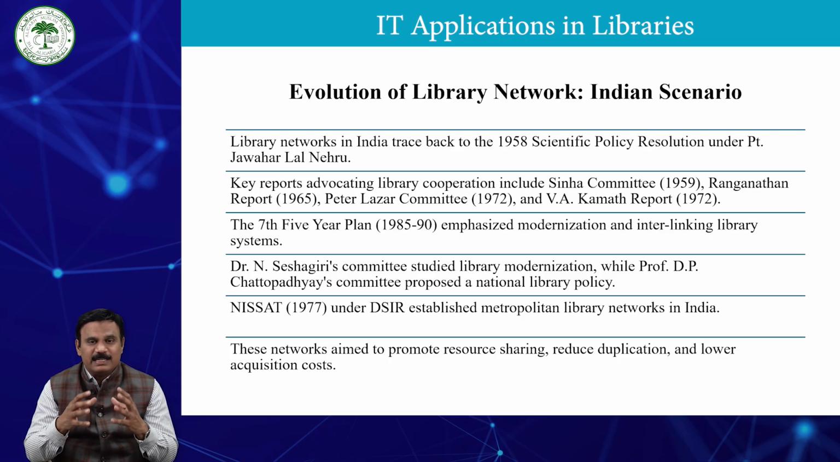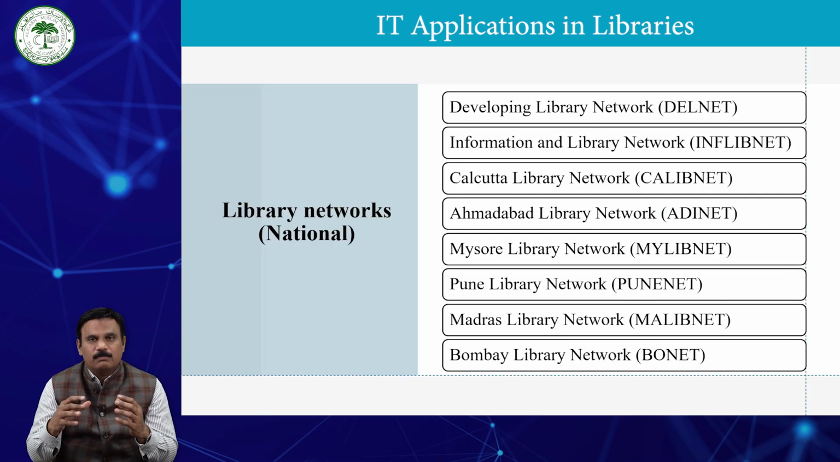Interestingly, in the year 1977, the National Information System for Science and Technology, NISAT, was established as a project under the Department of Scientific and Industrial Research, DSIR, Government of India. The NISAT played a crucial role in establishing metropolitan library networks in India. The primary goals of these networks were to strengthen the resource sharing, to avoid duplication, and reduce the cost of acquiring resources. Learners, these are the major library networks in India.